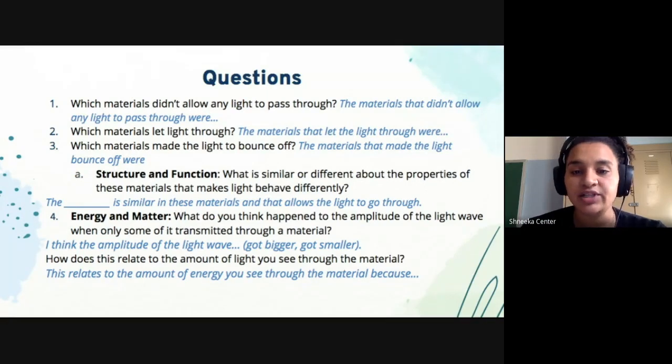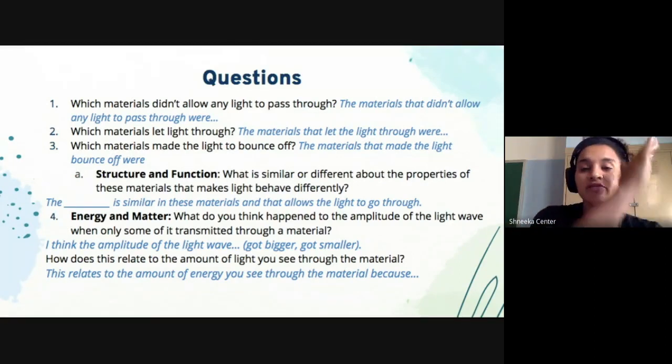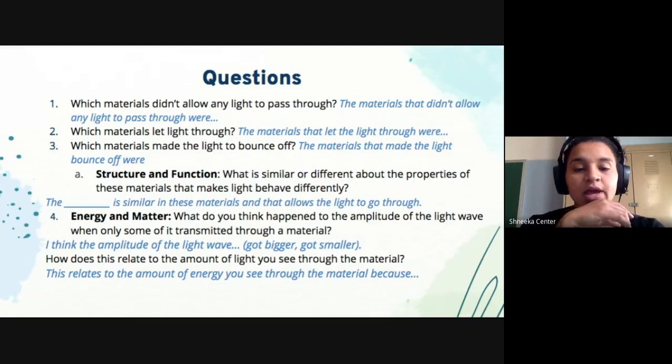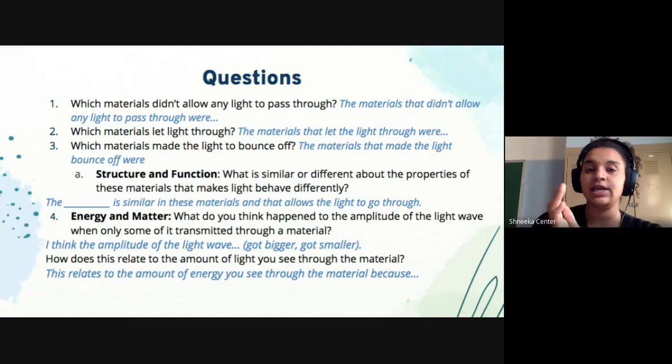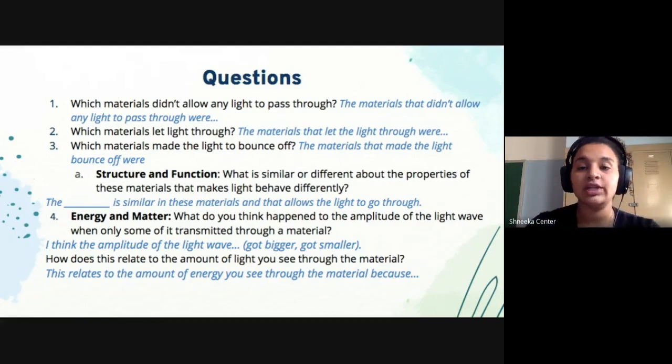What do you think happened to the amplitude of the light wave when only some of it transmitted through a material? So in other words, what do you think happened between the height and depth of the waves when only some of it went through the material? How does this relate to the amount of light you see through the material? So how does the amplitude, the height, and the depth of the waves relate to the amount of light or energy that you can see through the material?